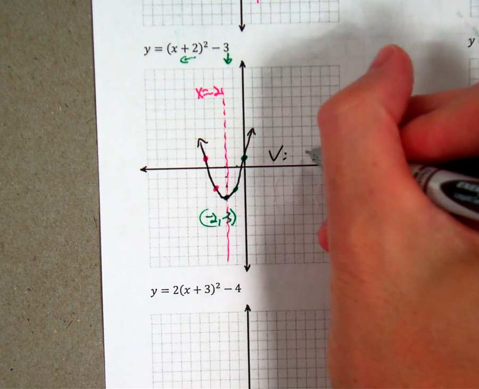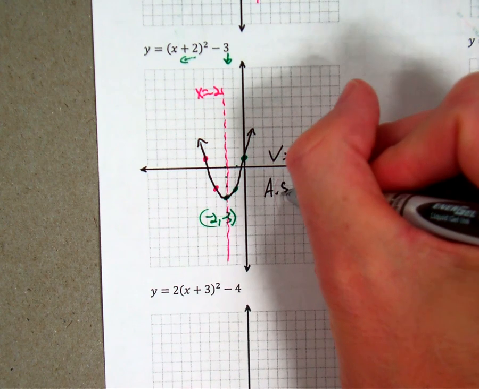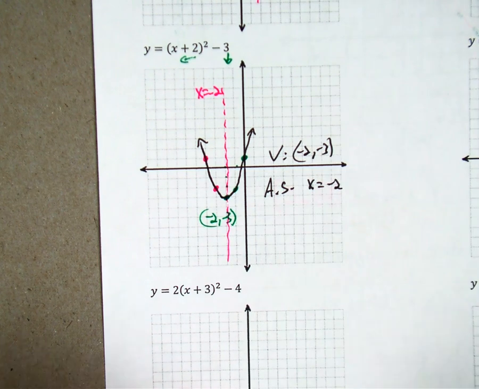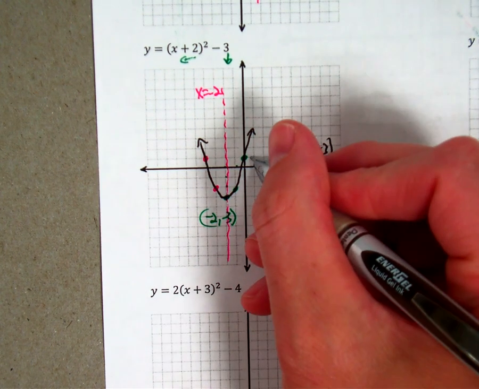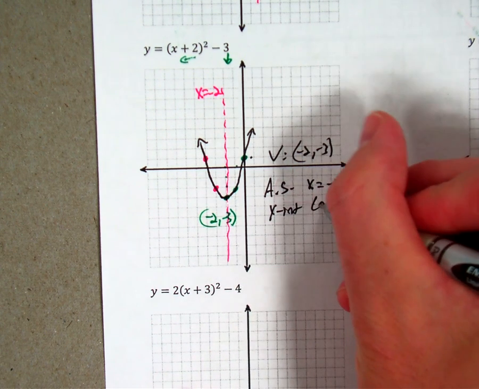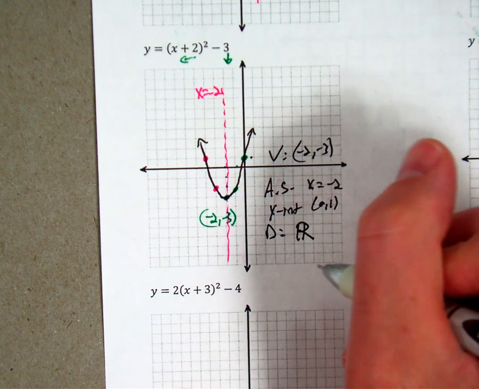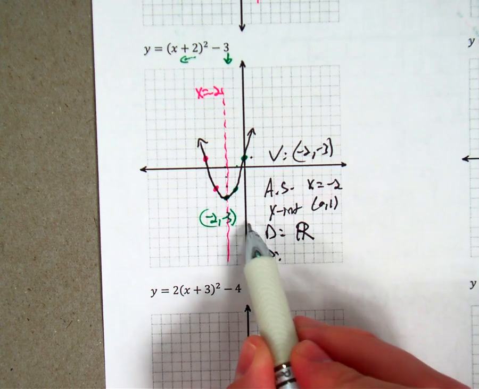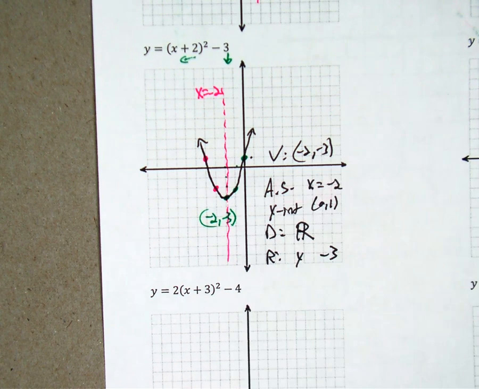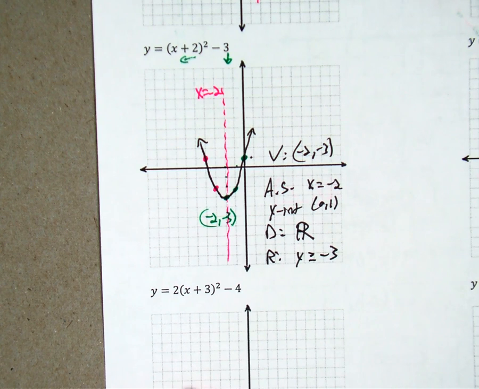Okay, again, our vertex is negative 2, negative 3. Axis of symmetry this time is negative 2. Our y-intercept, 0, 1. We cross the y-axis at 1, 0, 1. Domain is always all real numbers, going with the fancy R. And our range should match this y-coordinate of the vertex. Y, negative 3. We're going up, so it's greater than or equal to negative 3.